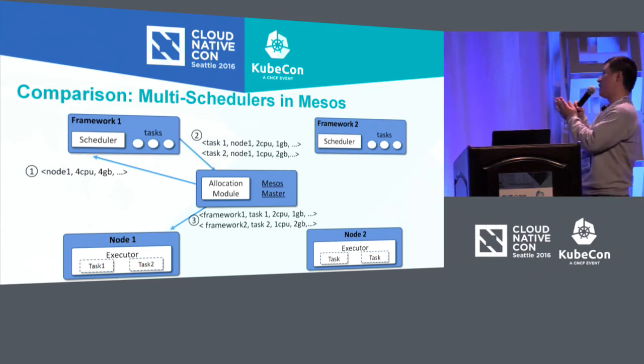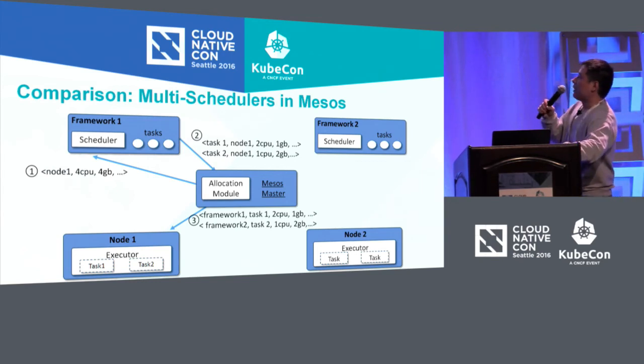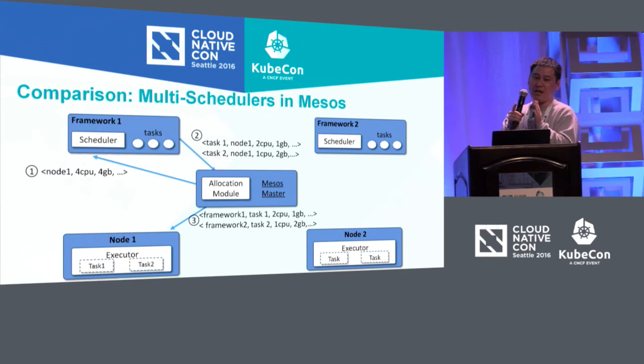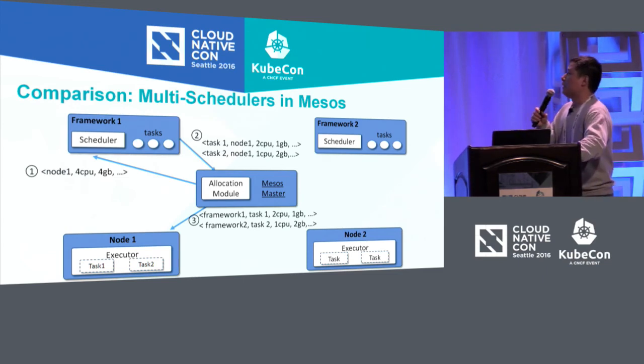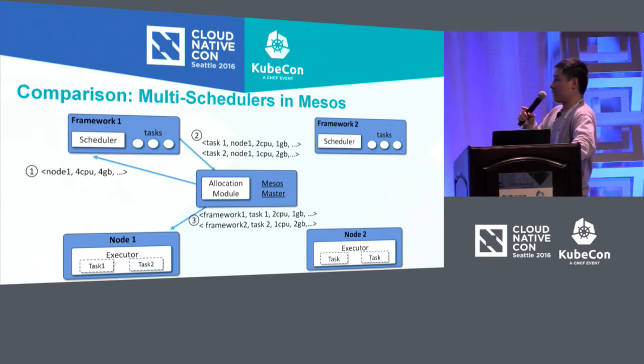The problem with this pessimistic concurrency control style is, first, the scheduling quality is not good in some cases, because the scheduler simply cannot see all the better nodes in the cluster. It can only see a part of the nodes. So sometimes the scheduling quality gets hurt. Second, because it's a kind of pessimistic locked concurrency control, the resource utilization is not very high.